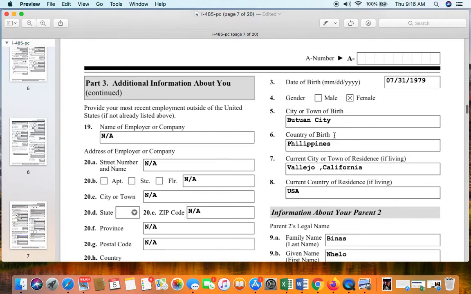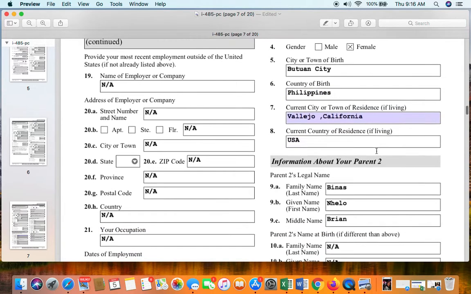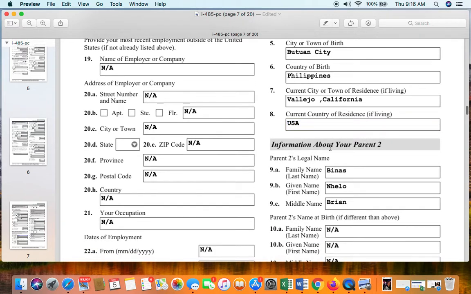I was born in Butuan City. Country of birth is the Philippines. And the current city that I'm living in is Vallejo, California, in the United States of America. Information about your parents, too.